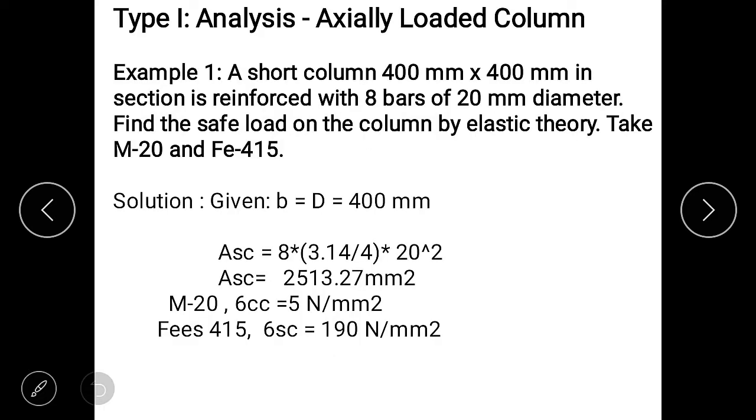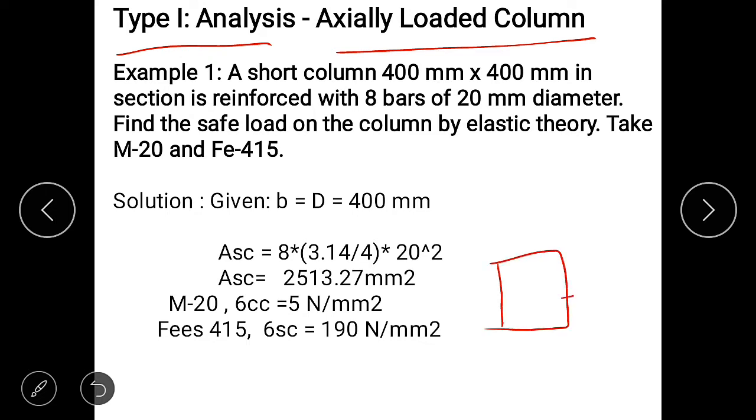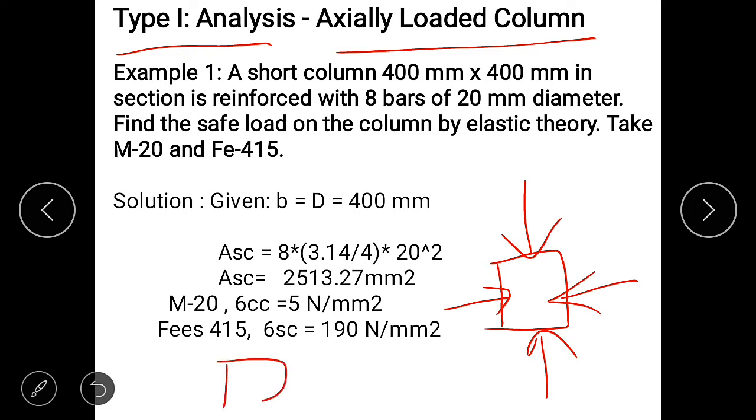Type 1, axially loaded column. What is meant by an axially loaded column? The column whose all four sides have beams resting on it is called an axially loaded column, and the column where the beam rests on two sides, in the x direction or the y direction, is also called an axially loaded column.